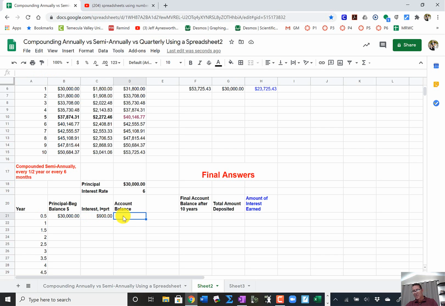Now the account balance is found by setting it equal to the principal, the beginning balance, which is 30,000, plus the interest earned after half a year.